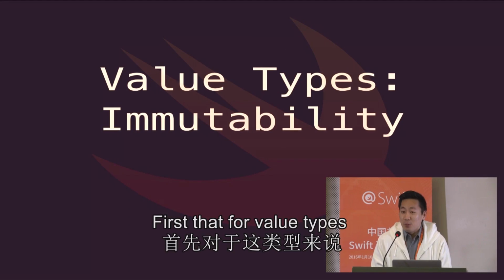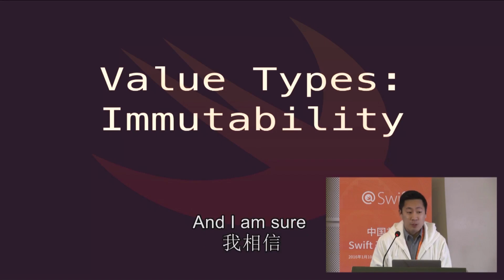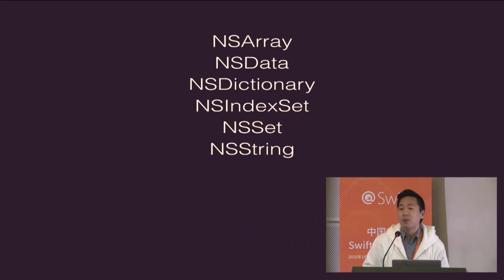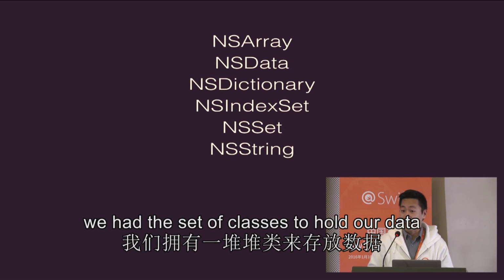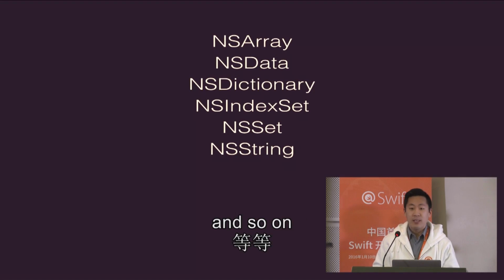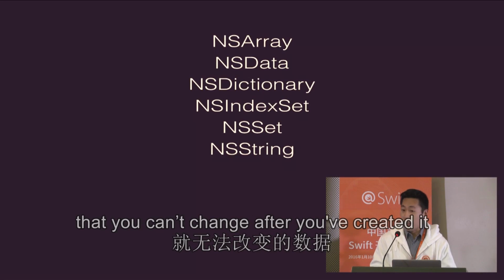First up for value types is immutability, which we heard a little bit about in Chris's demo with structs, and I'm sure we'll hear more about when we hear about functional programming. So in the Objective-C world, we had a set of classes to hold our data, right? We had NSArray, NSData, NSDictionary, and so on. And these were immutable types. So we're already used to having data that you can't change after you've created it.